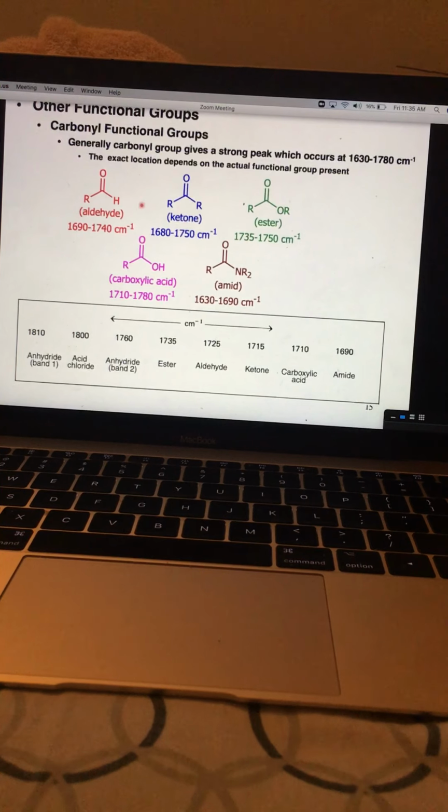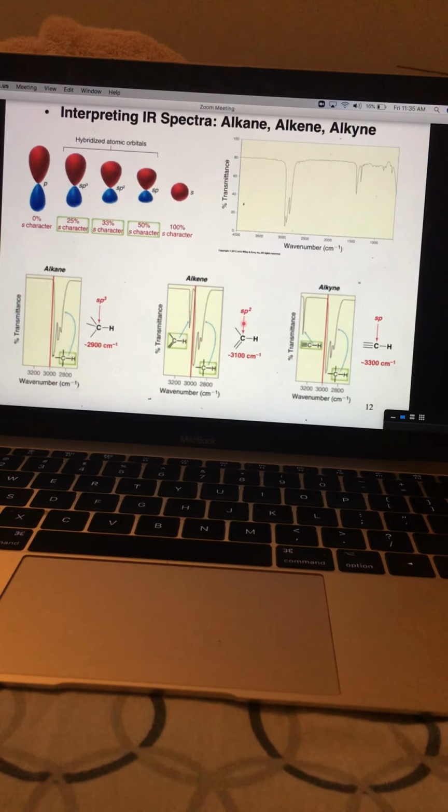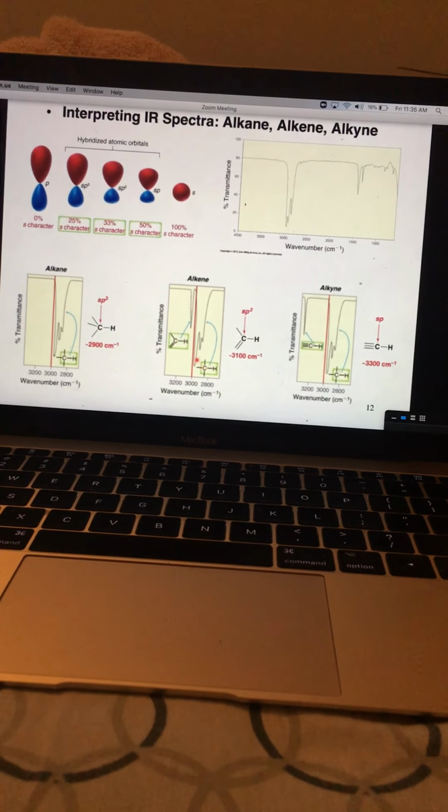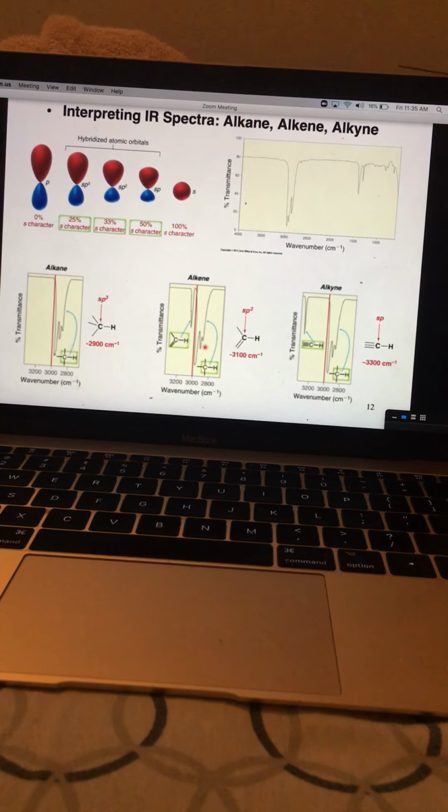And then for an aldehyde, you can easily distinguish it from a ketone and the others as well, because you have the C sp2 hybridized bond there. So we have sp2, so you can look for this group right here. You can look for this medium to strong peak right here from the alkene.